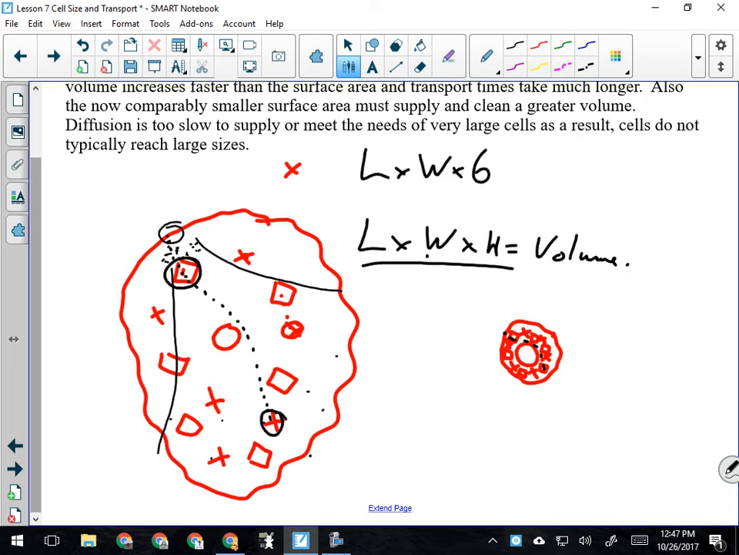All right, it's like the shotgun approach, right? It spreads out as it goes out. Whereas in this cell, we got a whole bunch of them right here at the beginning. By the time they get across, they're not quite as badly spread out. Okay, they're spread out a little bit, but not quite as badly. All right, so internal volume is going to create some problems for us if it gets too big. Okay, so diffusion's too slow to meet or supply the needs of very large cells, and as a result, cells typically don't reach large sizes. Now, how has evolution overcome this problem? We had a whole lesson on it the other day.